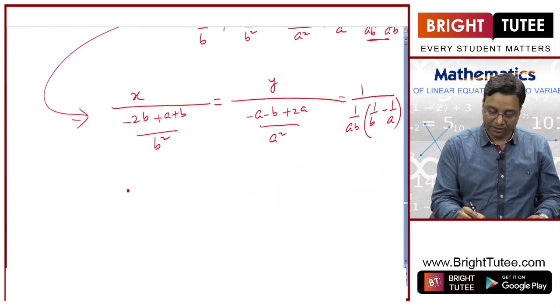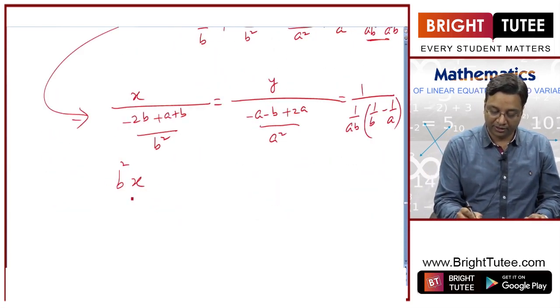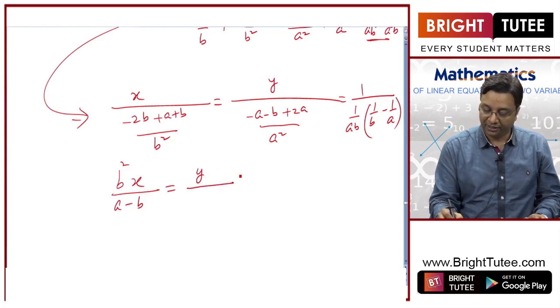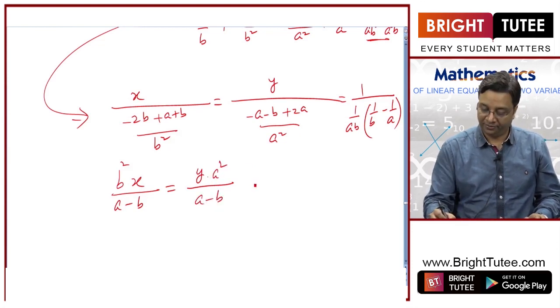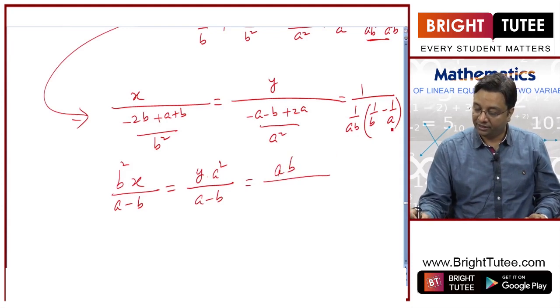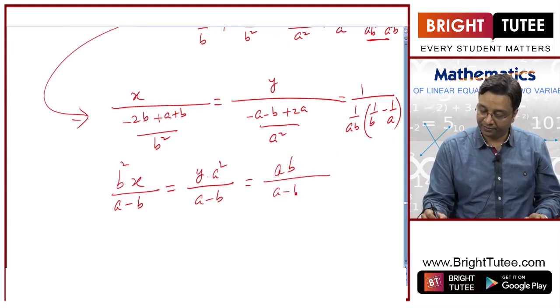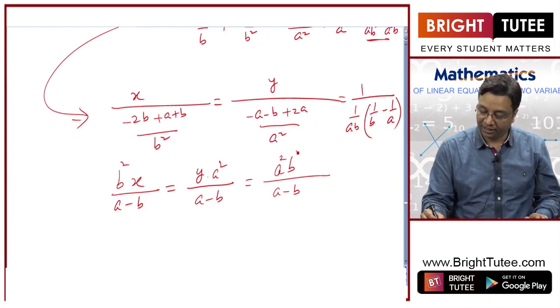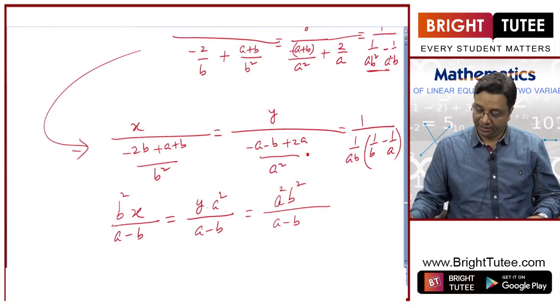Okay. So, this expression will become b square x divided by b minus 2b is minus b. So, a minus b here, y divided by minus b will remain as it is a minus b, and a square will go in the numerator, and it is equal to, this can be written as 1 by ab. So, ab can be written here, and this is a minus b, this is a minus b divided by ab. So, you can write a square b square here, right.